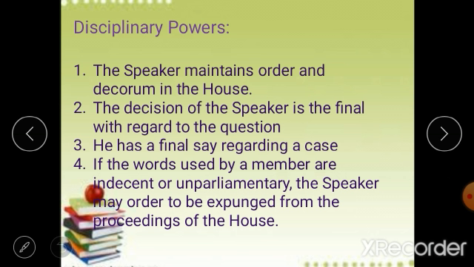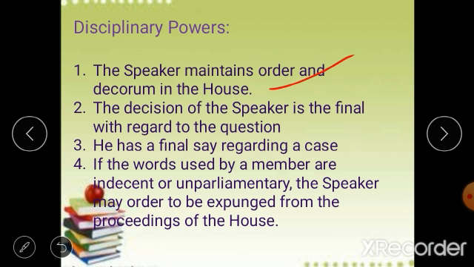If any person in the house doesn't maintain the discipline, behaves rudely, or if a member or a group of members behaves in disorder, he can adjourn the house. He can suspend a member in case of misconduct in the house.